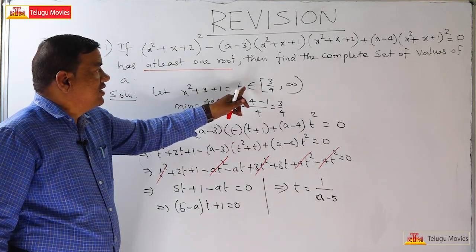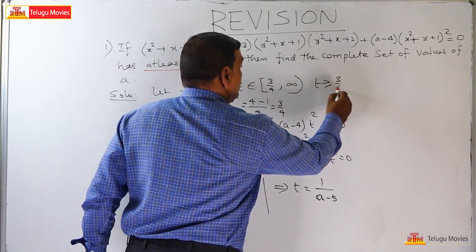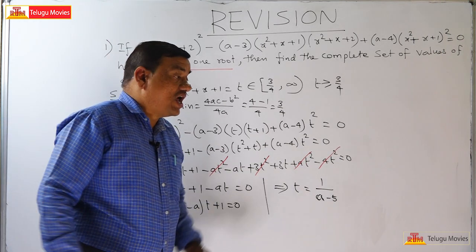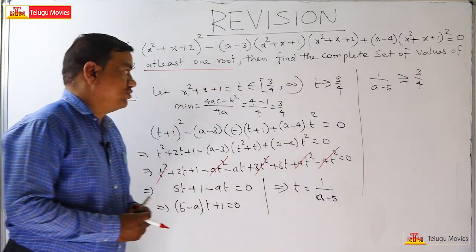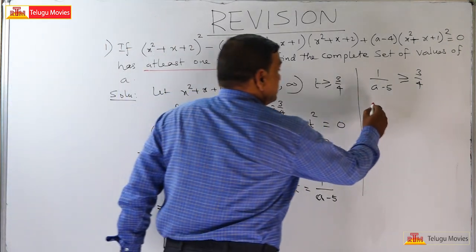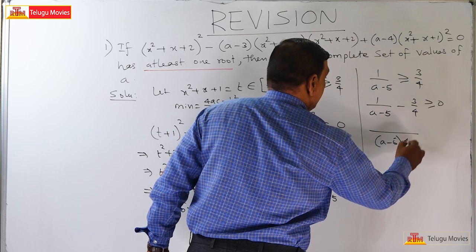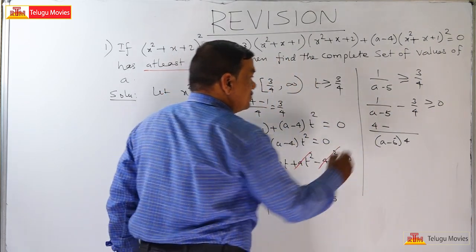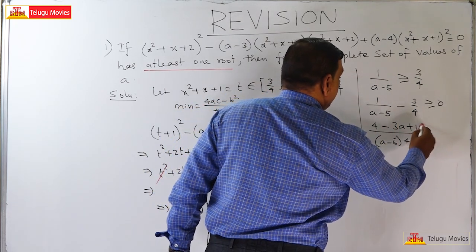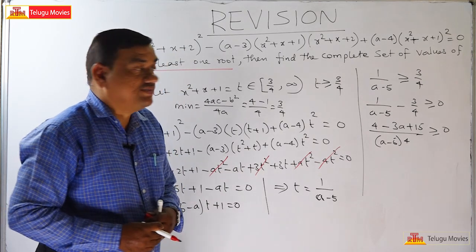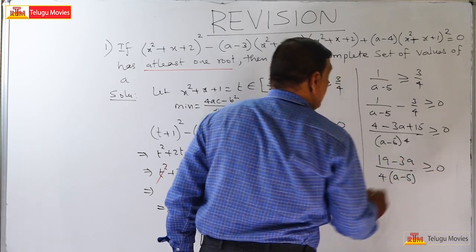Now coming to here, observe here. T belongs to 3 by 4 to infinity. That means t is greater than or equal to 3 by 4. So here also 1 by a minus 5 should be greater than or equal to 3 by 4. Let us bring this over: 1 by a minus 5 minus 3 by 4 greater than or equal to 0. LCM is (a minus 5) into 4. This side 4, this side 3 into (a minus 5), so minus 3a plus 15 greater than or equal to 0. So 4 plus 15, this is (19 minus 3a) by 4 into (a minus 5) greater than or equal to 0.